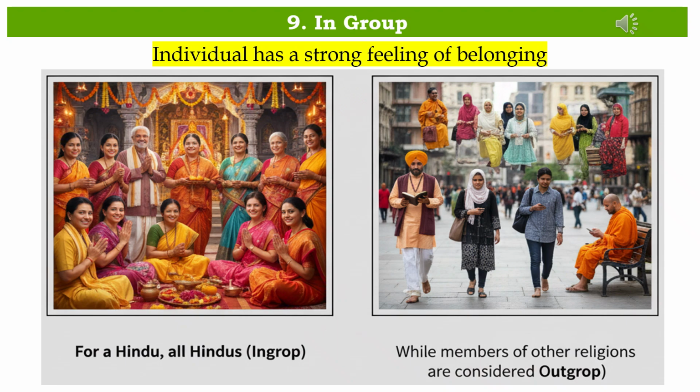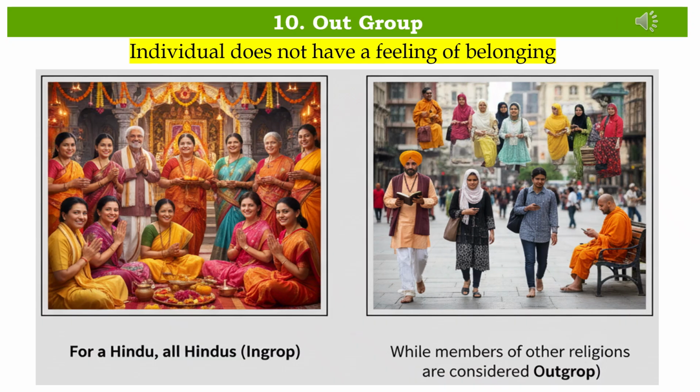In-group. A group to which an individual has a feeling of belonging, solidarity or strong identification in a particular situation is called an in-group. For example, for a Hindu, all Hindus constitute the in-group. Out-group. A group to which an individual does not feel a sense of belonging is called an out-group. Example, for a Hindu, all Hindus constitute the in-group while members of other religions are considered as out-group.